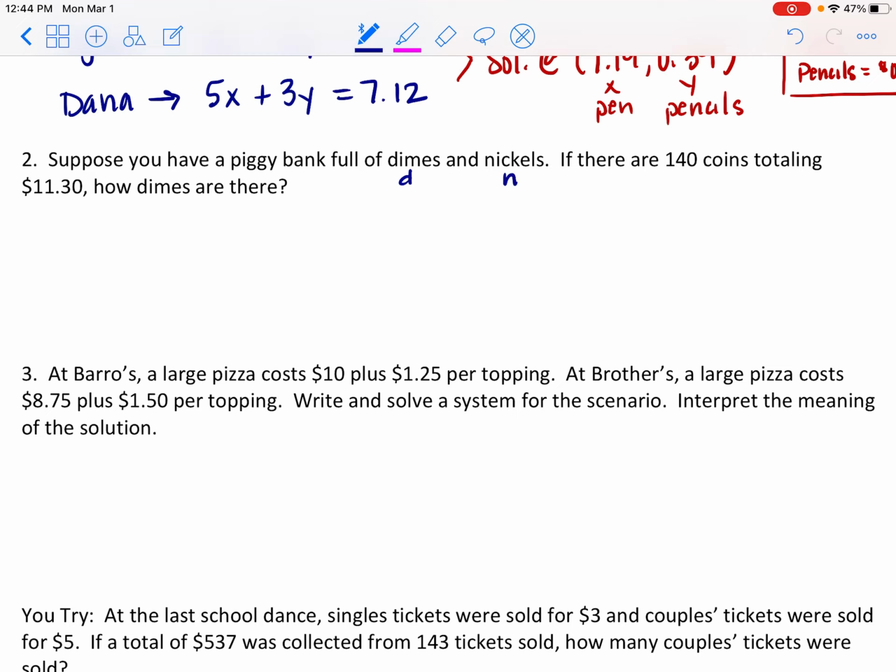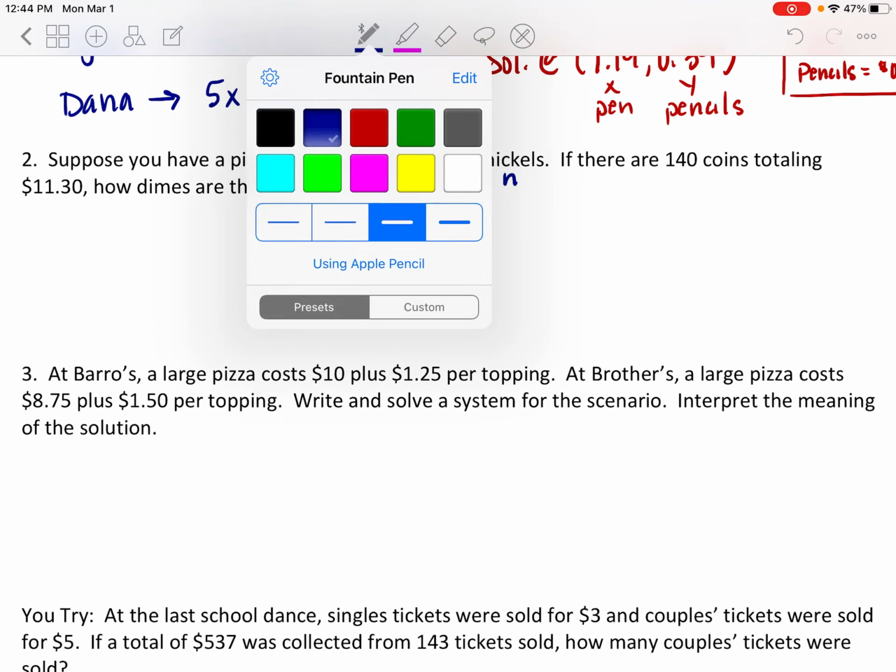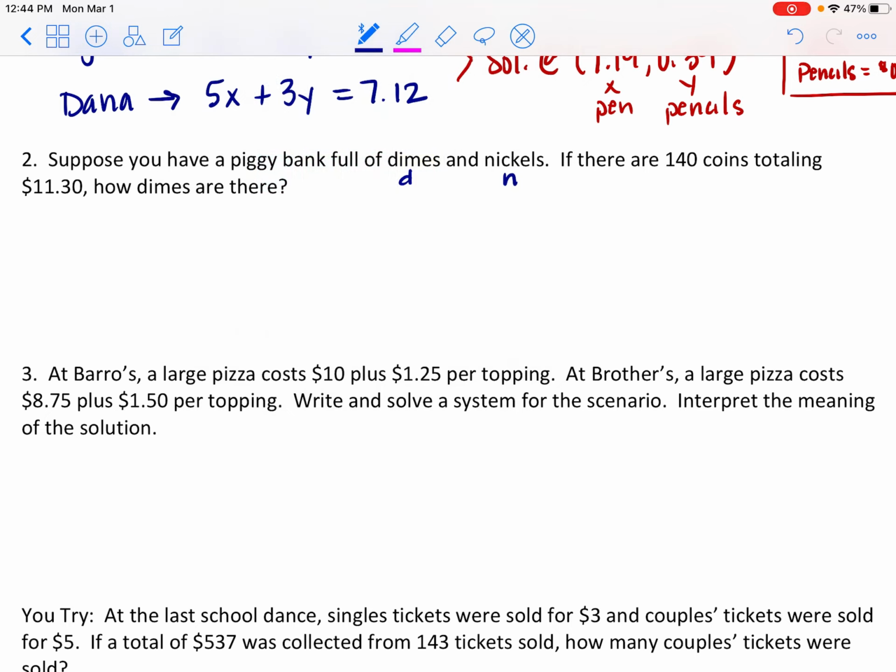In this case, our two equations have to deal with the two bits of information that we're given. First, we're told that there are 140 coins. So one equation we're going to write is for the number of coins.